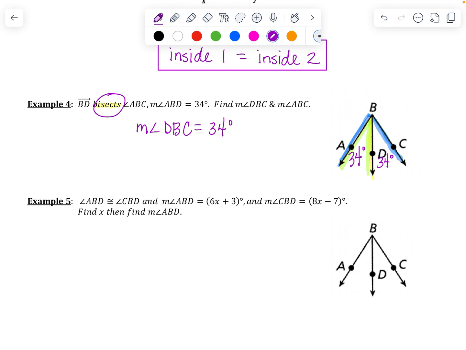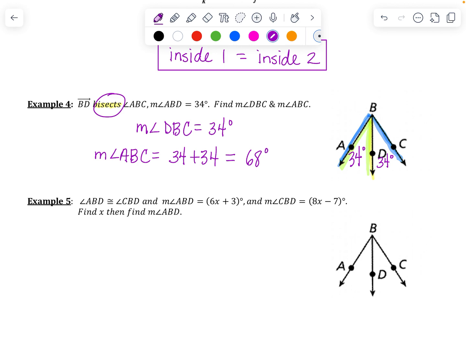They're also asking for the blue angle, ABC. That's what I had highlighted in blue. So the measure of angle ABC is 34 plus 34, because I said the inside plus inside still equals the outside, but do we care? Well, in this problem we do, because they're asking about it. They're asking what that outside angle is, so we're going to add up the two 34s and make 68 degrees.